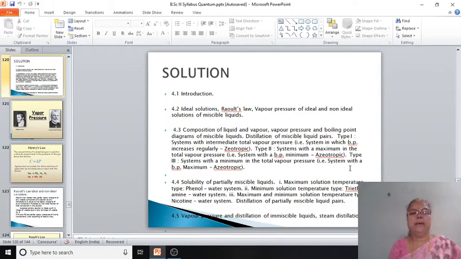as CST. And the last point of this chapter is the vapor pressure and distillation of immiscible liquids and steam distillation, fractional distillation, etc. We will see one by one later on.